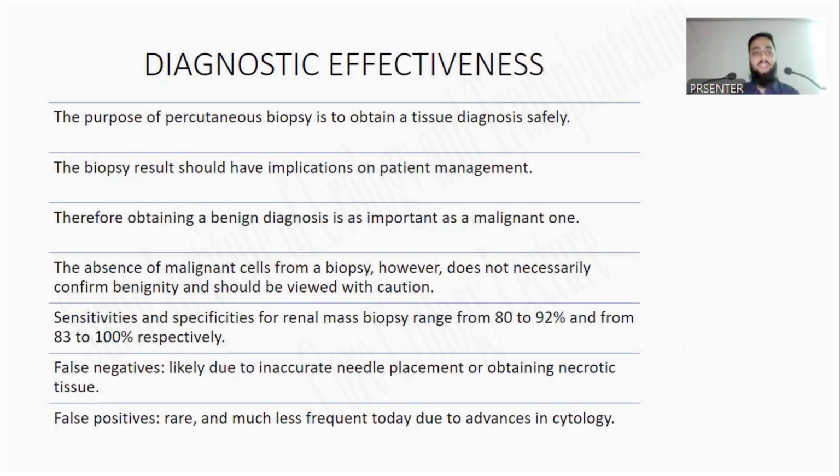The diagnostic effectiveness. The purpose of percutaneous biopsy is to obtain a tissue diagnosis safely. The biopsy results should have implications on patient management. Therefore, obtaining a benign diagnosis is as important as a malignant one. The absence of malignant cells from a biopsy, however, does not necessarily confirm benignity and should be viewed with caution. Sensitivities and specificities for renal mass biopsy range from 80 to 92% and from 83 to 100% respectively. False negatives are likely due to inaccurate needle placement or obtaining necrotic tissue. False positives are rare and much less frequent today due to advances in cytology.